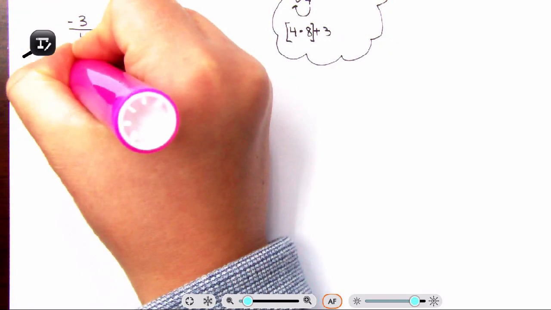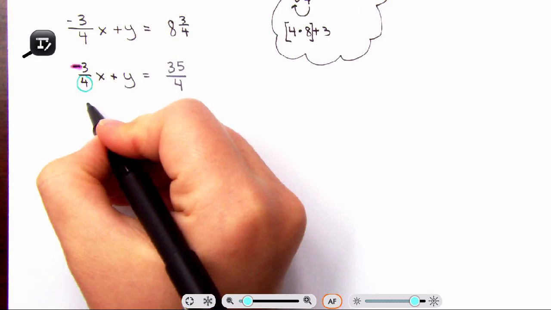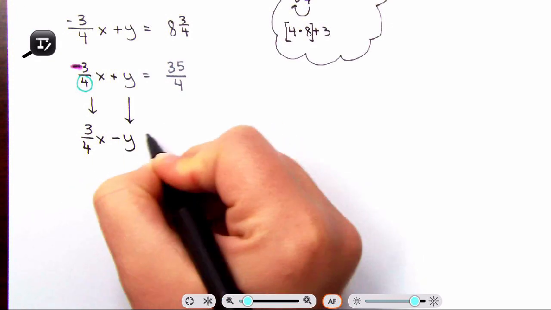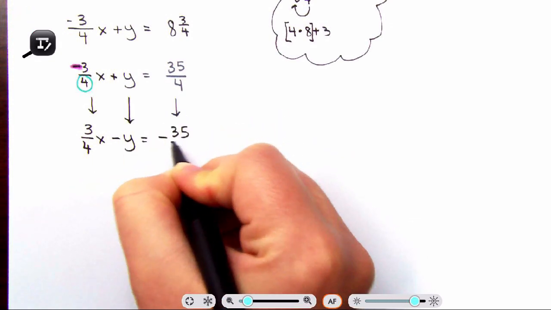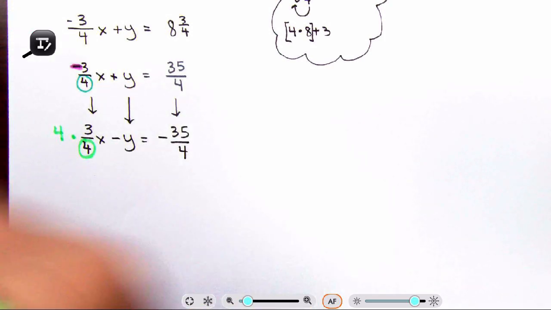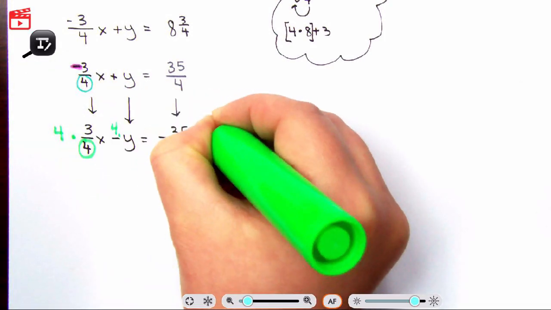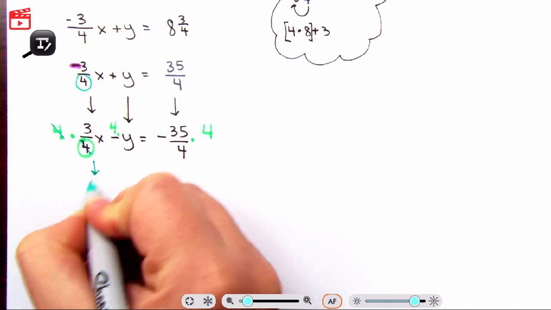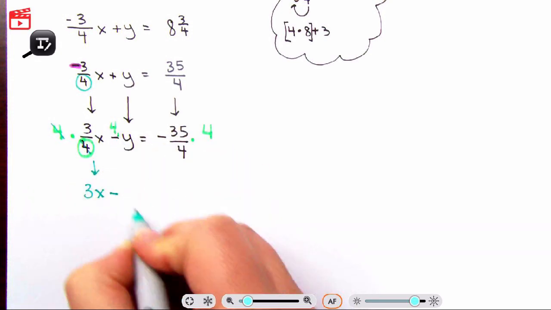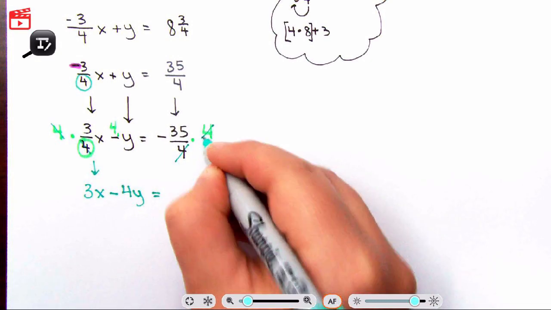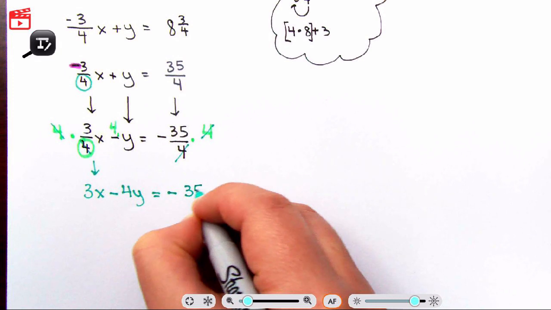So A is negative, so I'm just going to change all the signs. This one now is a positive 3/4 x. This one now is a minus y equals, and this one now is a minus 35/4. Now I'm going to deal with my denominator. I have a denominator of 4, so I need to multiply everything by 4. Now that I am multiplying everything by 4, my 4's cancel out. I have left over 3x minus 4y equals, now this one's pretty cool because I have a 4 on the bottom, 4 on top. That goes away and I have negative 35.